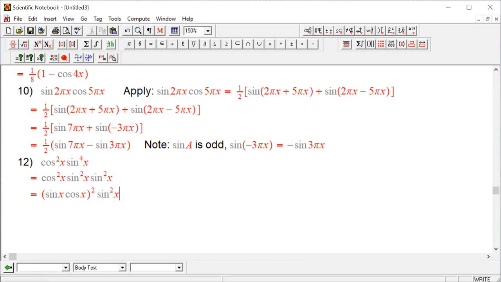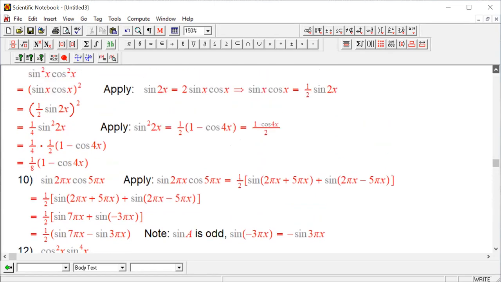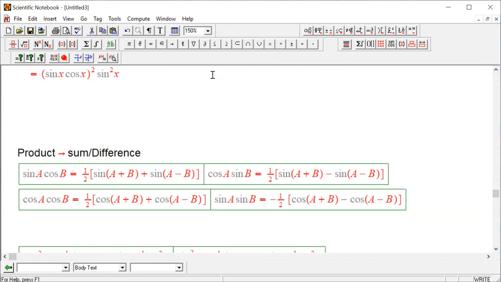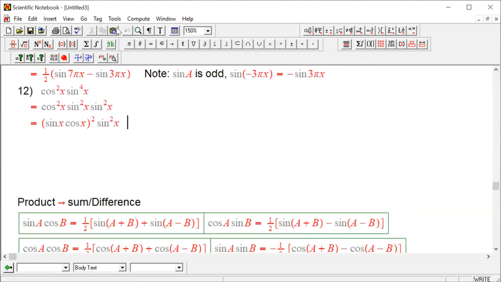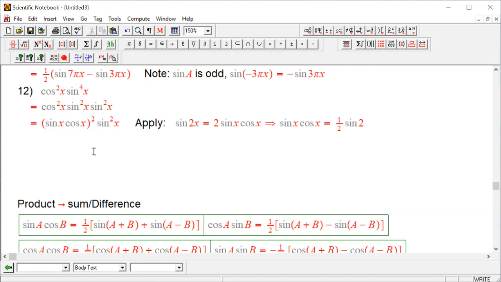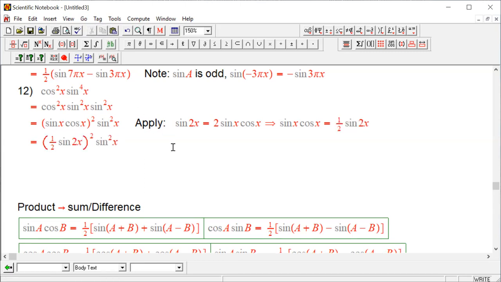And then we're going to use the double angle for sine. Remember we did this before. I'm going to apply that to 2x, so the inside of the parentheses will be replaced by half of sine of 2x. And how about sine squared x?